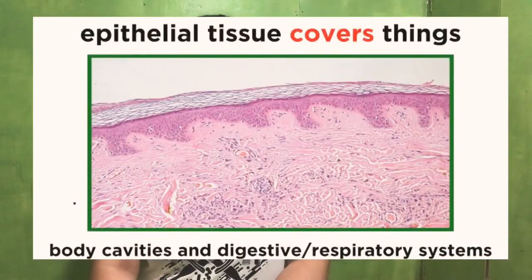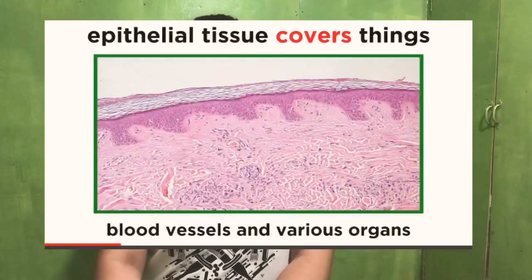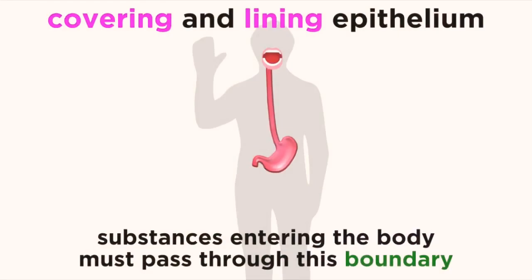When talking about epithelial tissue, in short, this is tissue that covers things, including our entire body. The outer layer of our skin is made of epithelial tissue. This tissue also dips into body cavities, covering the digestive and respiratory systems, and even lines blood vessels and various organs. All of these are considered covering and lining epithelia, which act as boundaries, and any substance that enters or exits the body must pass through some kind of epithelium.